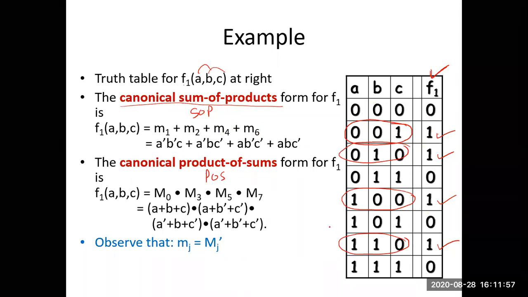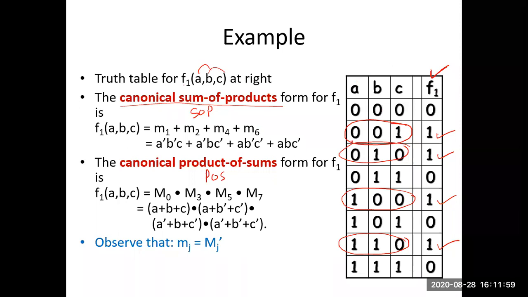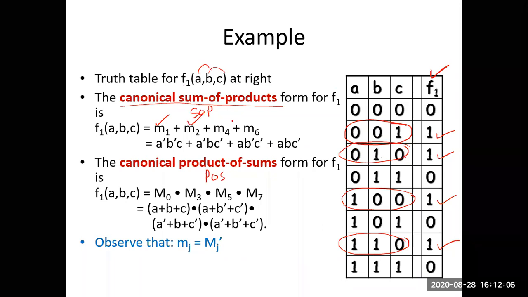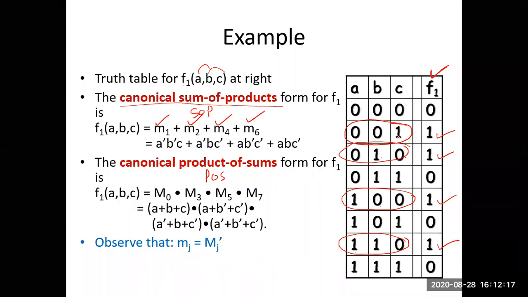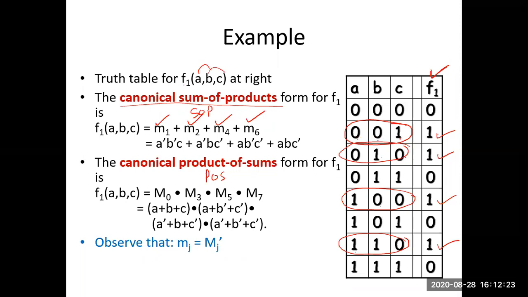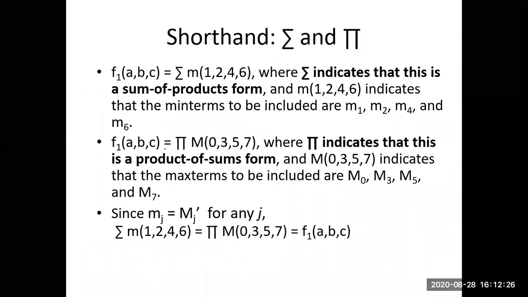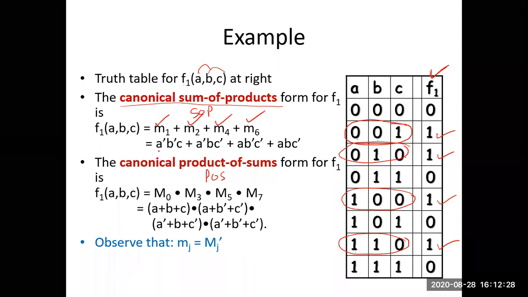By seeing this, 0 0 1, I can say this is m1. This 0 1 0, its decimal equivalent is 2, so I can say this is m2. This 1 0 0, I can say this is m4. This 1 1 0, I can say this is m6. And this m1, meaning 0 0 1, I can write in the form of SOP as a bar, b bar, c.